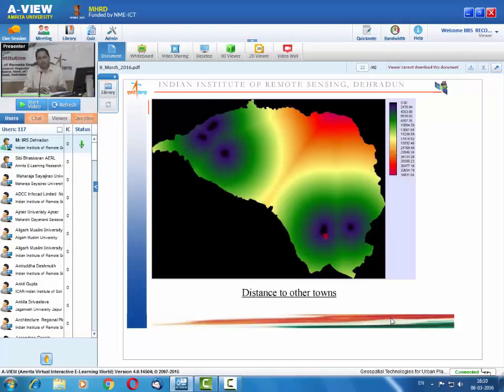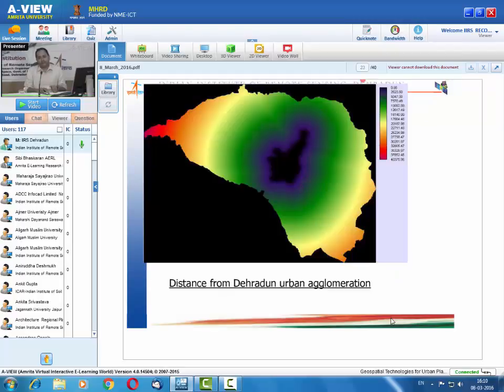So this is a map which shows the distance from other towns. We have not taken distance from the Dehradun municipal area here, but we have also taken it in a separate map. In a separate map we have shown the distance from other major towns located inside the Doon Valley. And this shows the distance of each pixel from the Dehradun urban agglomeration. The previous map showed the distance not from the Dehradun urban agglomeration but from other small towns.